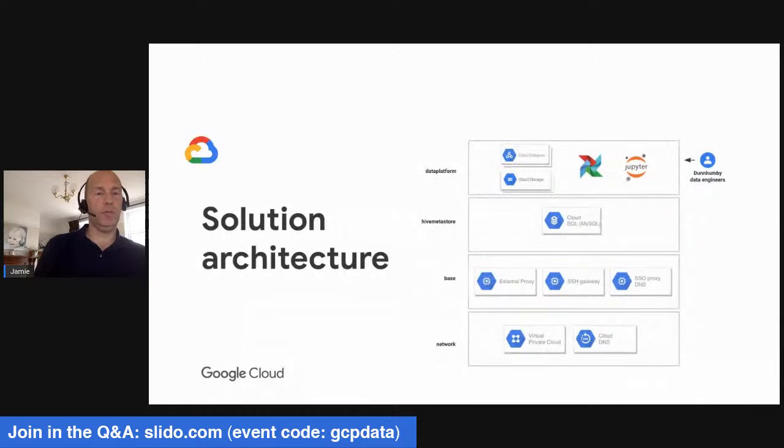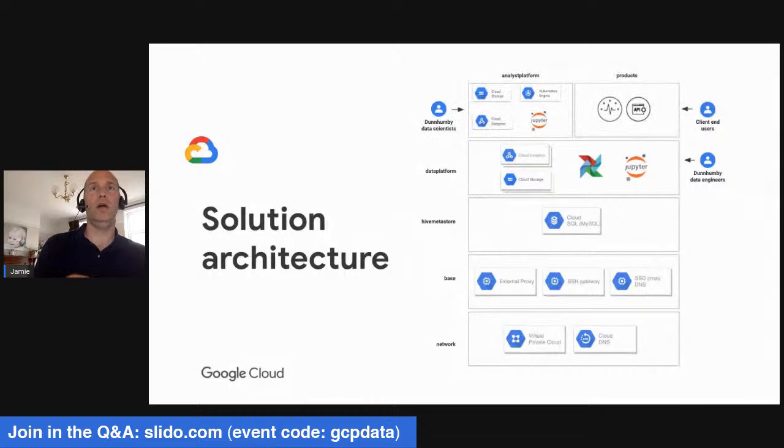And then we have our data platform. I talked about how the data platform is the part of our platform that we offer to our data engineers. So that incorporates Dataproc, Airflow. We do offer Jupyter notebooks to our data engineers also, and all of that runs upon cloud storage. All of our data is stored in GCS buckets.